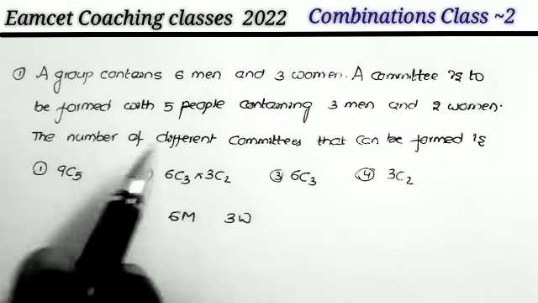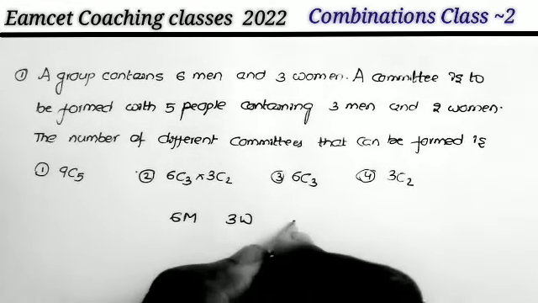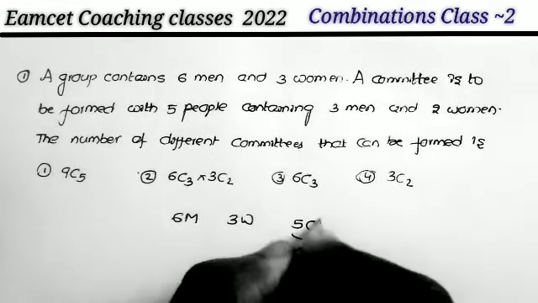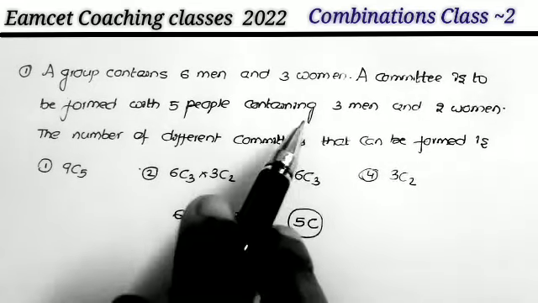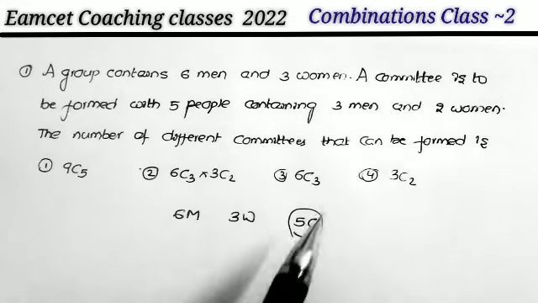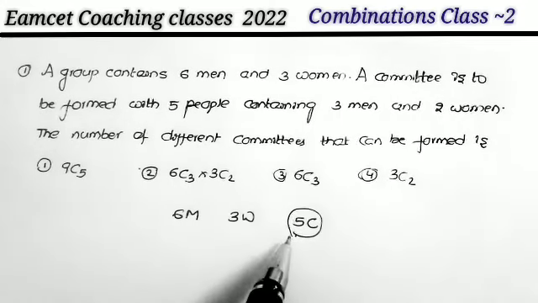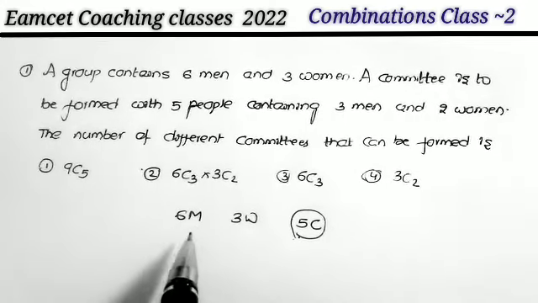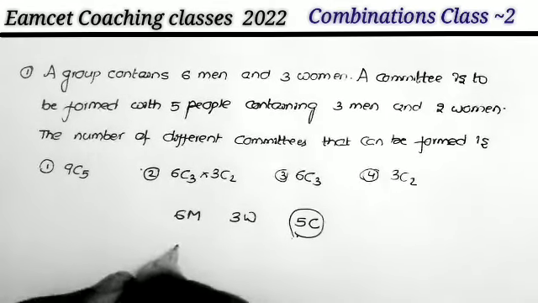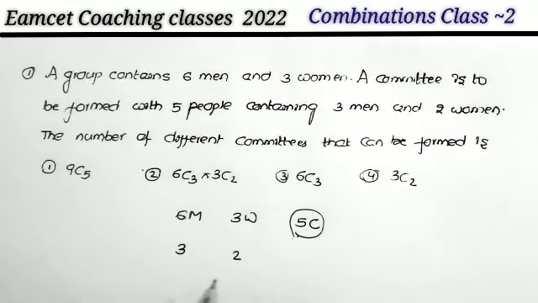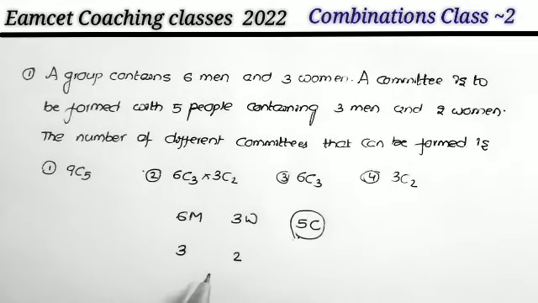A committee is to be formed with 5 people. We have to form the committee with 5 members containing 3 men and 2 women. Here one condition is given: we have to select only 3 men and 2 women for this committee. Now in how many ways can we make the selection?